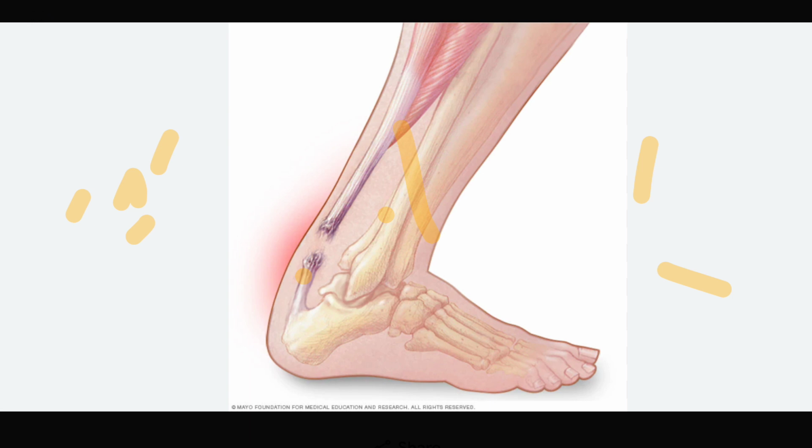Kuwada classification: type 1 partial tear, conservative management. Type 2 complete tear with up to 3 cm defect, end-to-end repair. Type 3 3 to 6 cm defect, debridement plus tendon transfer with or without augmentation. Type 4 more than 6 cm defect, debridement plus tendon graft with or without augmentation.